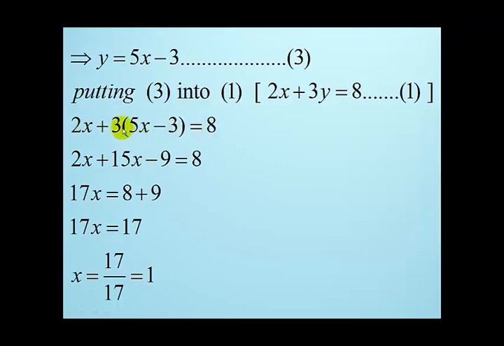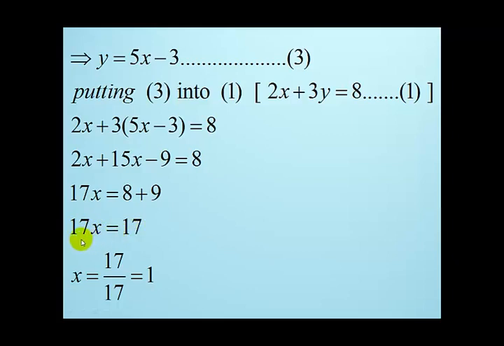Now when we expand, we have 3 times 5x, that is 15x. 3 times minus 3 equals minus 9. So we have 2x plus 15x minus 9 is equal to 8. Now 2x plus 15x is equal to 17x. Minus 9 on the left hand side becomes plus 9 on the right hand side. And 8 plus 9 is equal to 17 on the right hand side. So we have 17x on the left hand side is equal to 17 on the right hand side.